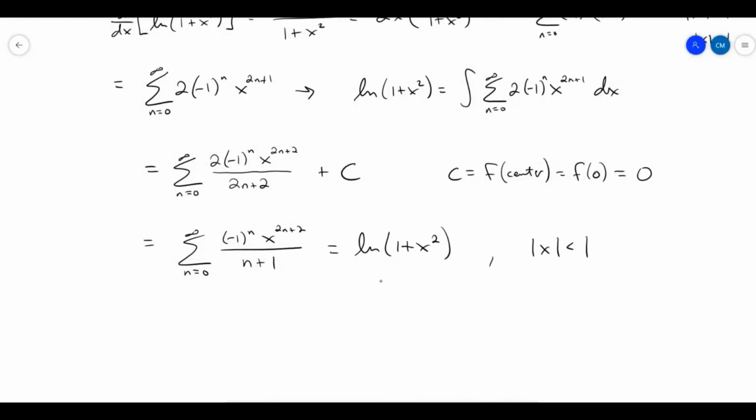Now, one other thing here, this problem is only asking for the radius of convergence, which is good. I don't think I mentioned this last time, but when you integrate a power series like this, the step that we just did here, the integration step, right?